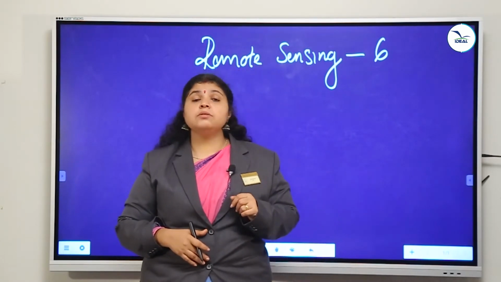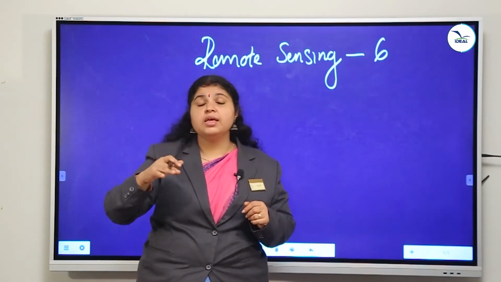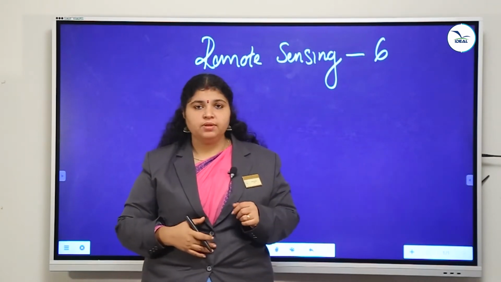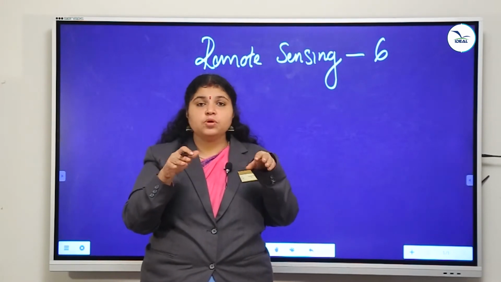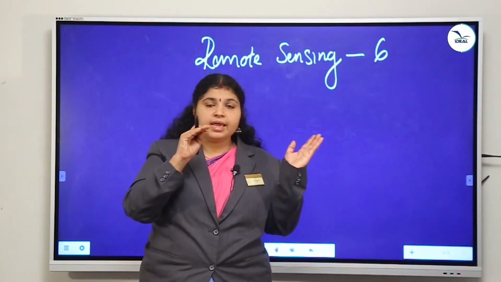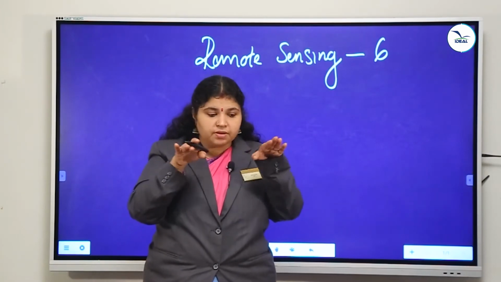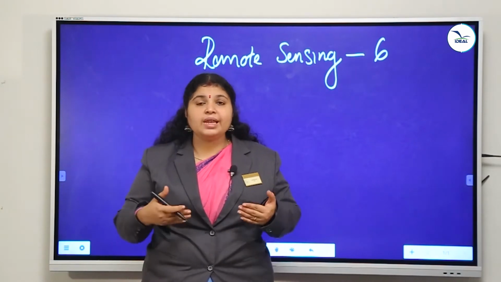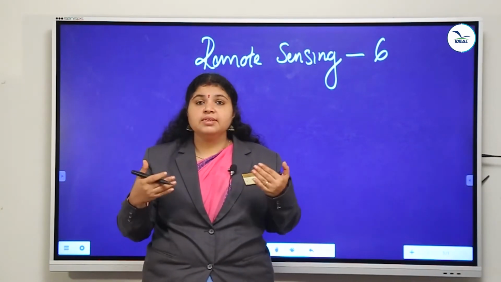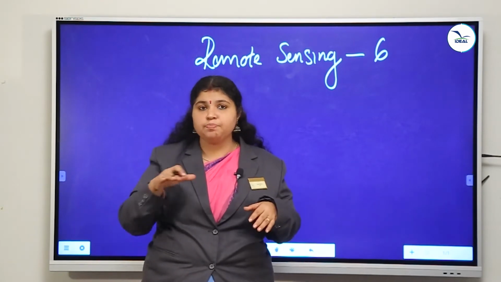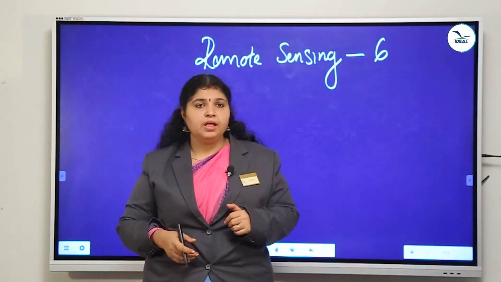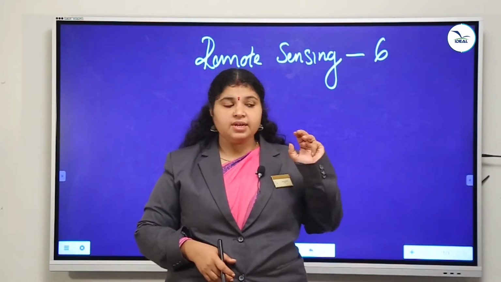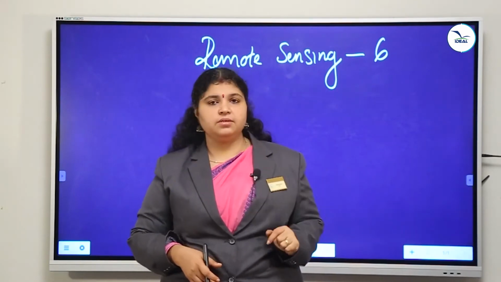In remote sensing, the surface where the cameras or scanners are placed is called the platform. We require some place to keep these cameras or scanners. See, in the class here, it is the platform where I am standing. So, the surface where the cameras and scanners are placed is called the platform. Based on platform, remote sensing is divided into three: terrestrial, aerial, and satellite.